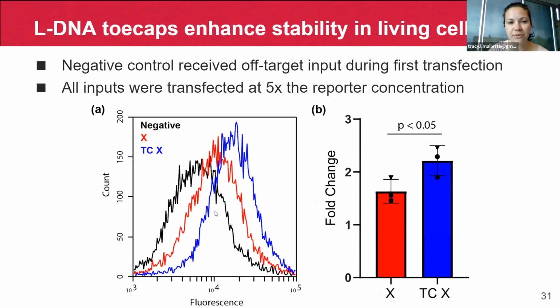So our negative control received an off-target input during the first transfection, and then the reporter second. And all of our inputs were transfected in at 5 times the reporter concentration. What you can see really nicely here is that adding these toecaps to our input provides a significantly farther shift in our population into the positive. We repeated this experiment on 3 different days and found that the fold change of the positive over the negative is significant, that the toecap is better and more intact.